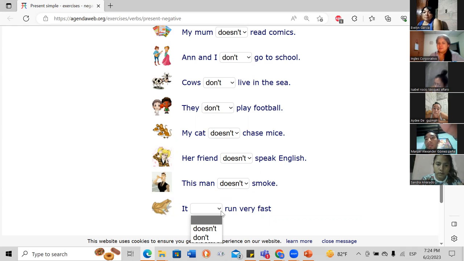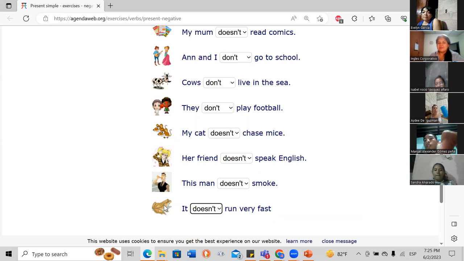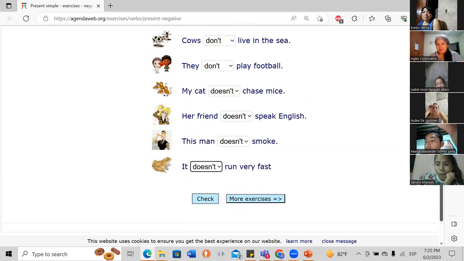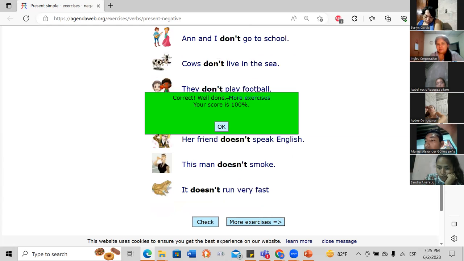It doesn't run very fast. Okay. Recuerden que cuando es it, hablamos de un objeto o un animal, uno, okay? It's like third person singular, okay? Very good. We're going to check the answers. 100%, okay? All of them are good. Todos están bien.